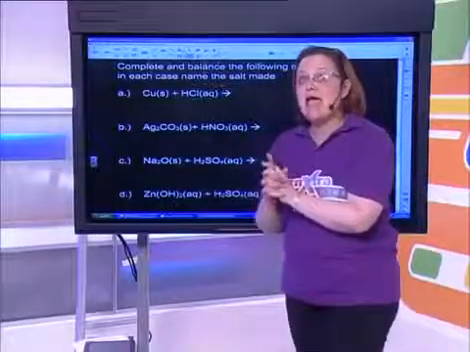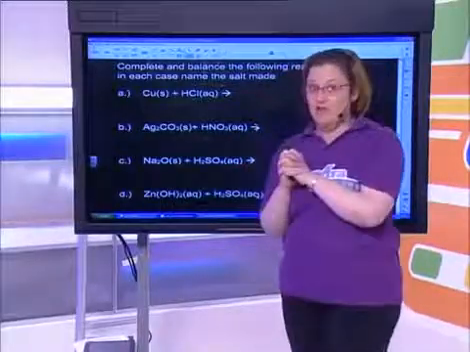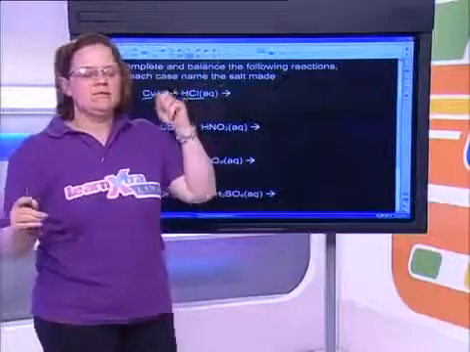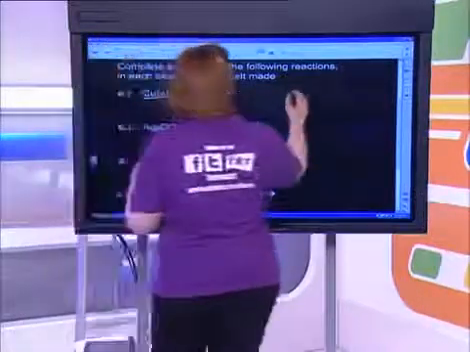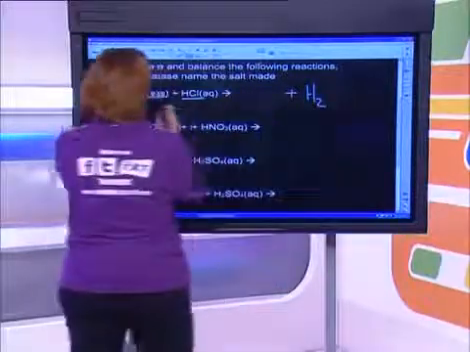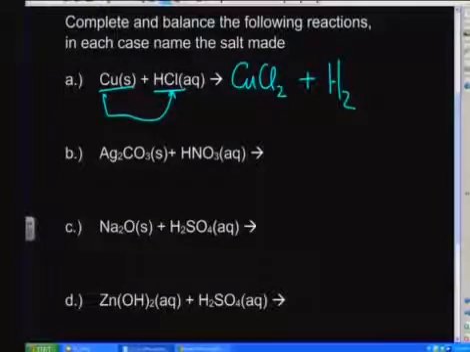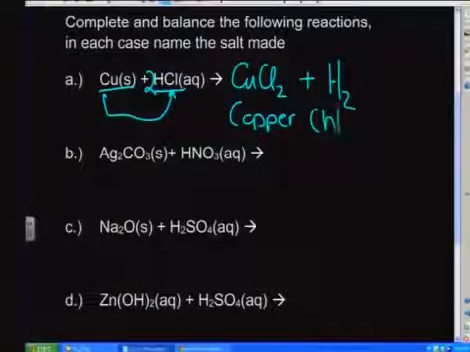Okay, so complete and balance the following reactions in each case. Name the salt. Okay, very important. So we look at this and we go, now they're not always going to come in the nice way that I said, acid plus base. Because look here, this is a metal. Metal plus an acid, and we go back and we go, gives me a salt plus hydrogen. So I have to have H2, and the salt's going to be the copper plus the chlorine. So it's going to be CuCl2, put a 2 in there, and that's copper chloride.